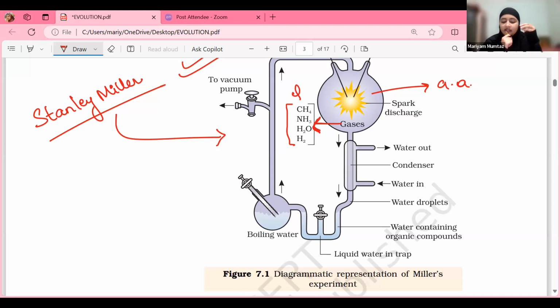All right. Now the experimental evidence was given by S.L. Miller. You can write down that the experimental evidence for chemical evolution was given by Stanley Miller. In that experiment, what was the first molecule formed? Amino acids. And you should also mention what were the gases used: methane, ammonia, H2, and water vapor.